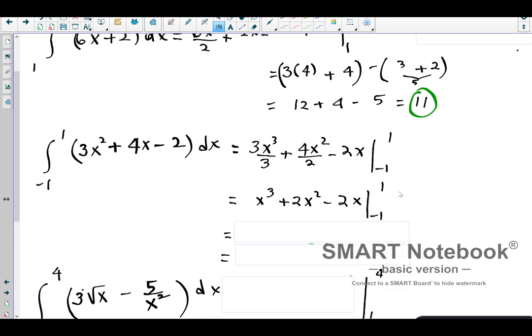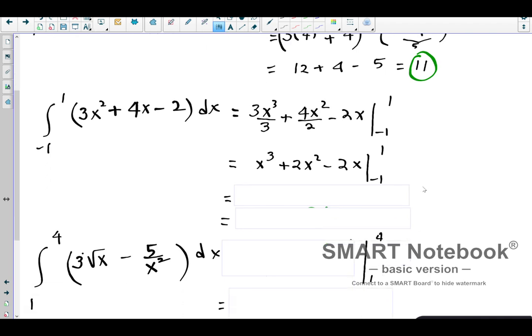Now you can go ahead and plug in the upper limit minus the lower limit. So take a moment to do that and come back and check your results. When you plug in the upper limit, you're going to have 1 plus 2 minus 2. When you plug in the lower limit into x to the third, that's -1. So after the minus sign, open a parenthesis, you'll have -1. And then plug in a -1 into the x squared, that's +1, right?